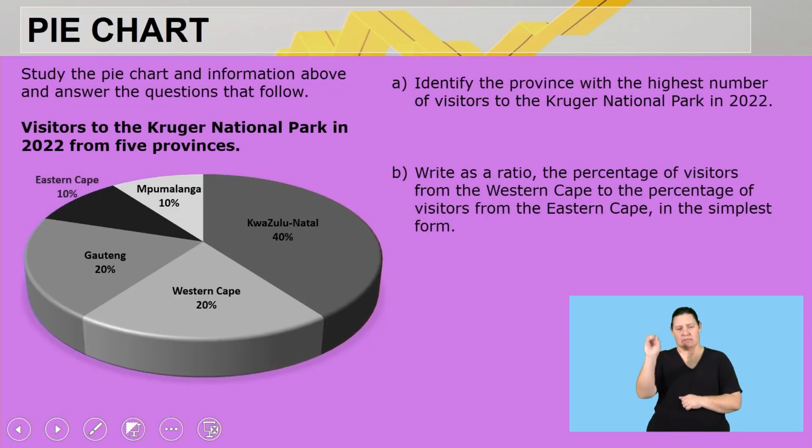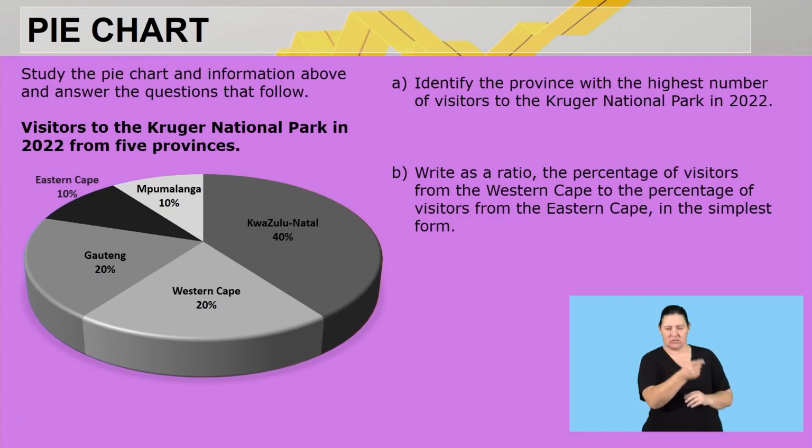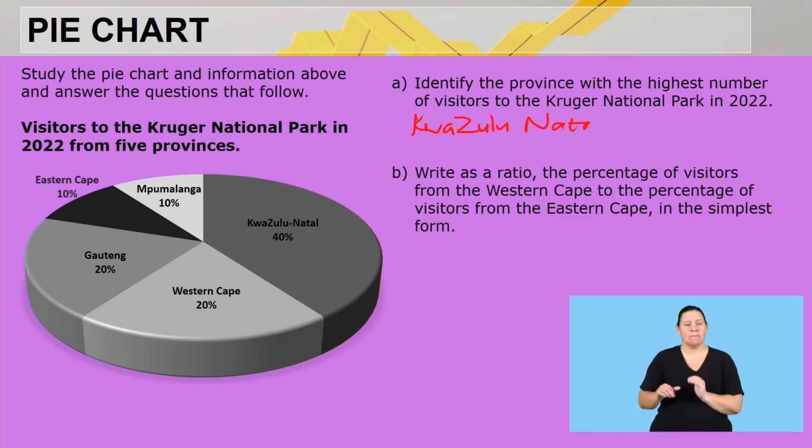All right, our visitors. So let's look at our question. Study the pie chart and information above, and answer the questions that follow. So now I'm looking at question number A. Identify the province with the highest number of visitors to the Kruger National Park in 2022. If I look at my pie chart here, I'll see that will be KwaZulu-Natal. It says identify the province, so I'll write it down: KwaZulu-Natal. It's important to read the question to answer the question. It says identify the province, not the percentage for that matter.